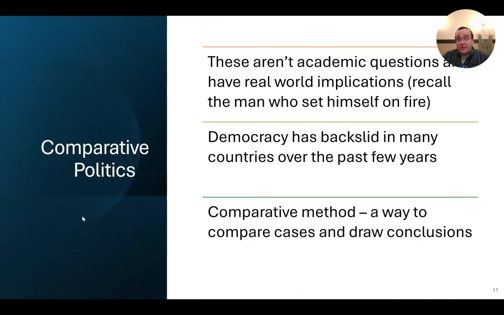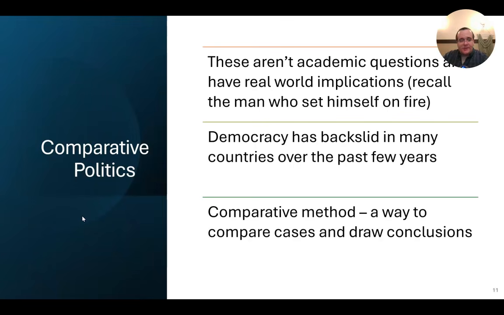Democracy has certainly backslid. It's gone backwards in many countries over the past few years. The United States is no exception to that. And the comparative method is a way to compare cases and draw conclusions. So let's look at Keir Starmer, the British Prime Minister who just left office and made way for Andy Burnham, and Donald Trump. All right. These leaders were in power at the same time.